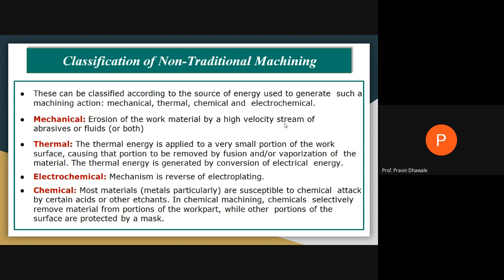It may include ultrasonic machining, abrasive jet machining, water jet machining, or a combination of these two, that is abrasive water jet machining. In all these types of machining processes, the material is removed from the workpiece because of the action of erosion, where the material is removed by the process of erosion.